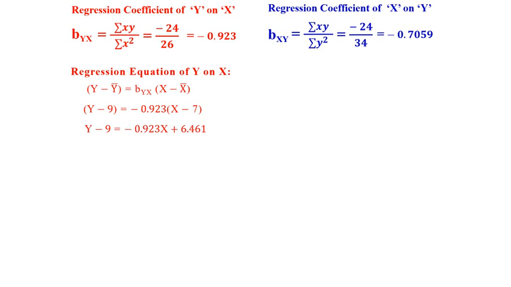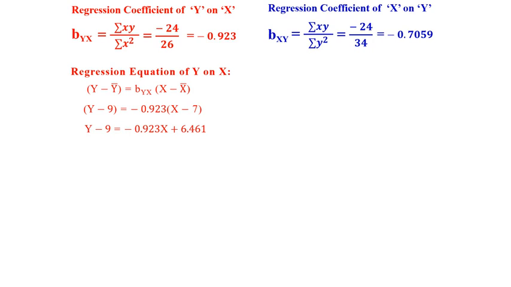So the bracket is multiplied, so x is multiplied by 0.923. It will be minus 0.923x itself. Then multiply minus 0.923 into minus 7. Minus into minus becomes plus 7 into 0.923, 6.461. Okay, got it.